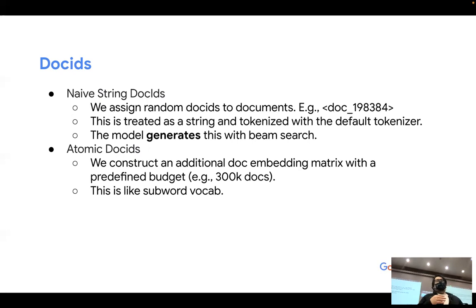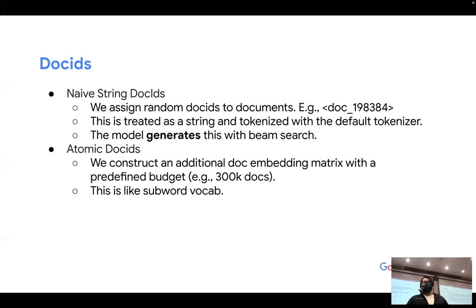So if you assign more semantically structured IDs, the model will have an easier time because of the inductive bias. The first two doc IDs that we investigate: the first is a naive string doc ID, right? We just assign random doc IDs to documents, like document 198384 to a random document, and then we let the model memorize this. The model just tries its best to memorize this. This is just treated as a string, tokenized with the default SentencePiece tokenizer, and the model learns to generate this with Beam Search.